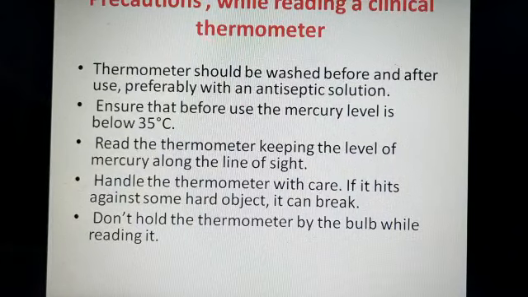Handle the thermometer with care. If it hits against some hard object, it can break. So handle it carefully. Do not hold the thermometer by the bulb while reading it.